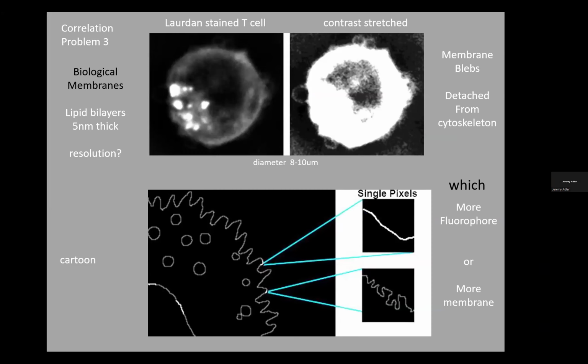Let's now throw a third problem with correlation at you. Here we have an image of a Lordenstein cell, and here we have the same image where we've massively messed around with the display contrast and offset. And when we do that, we can find these little membrane blebs. These will be bits of the membrane that have detached from the cytoskeleton and under a slightly higher internal pressure pop out like little bubbles.